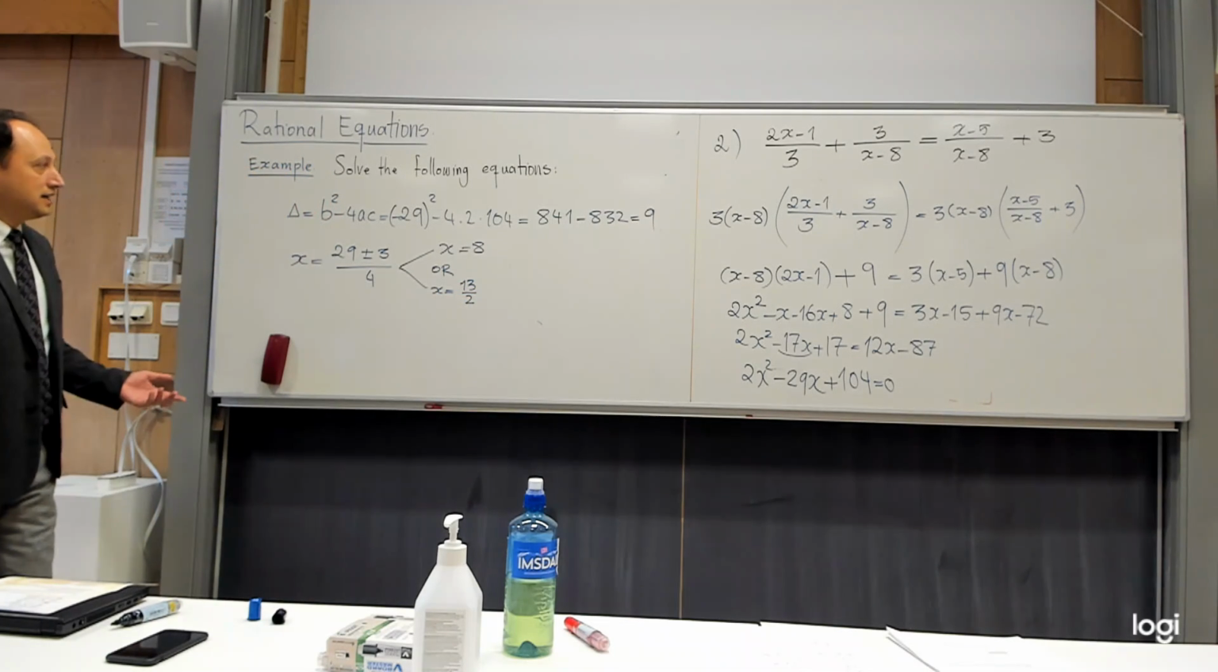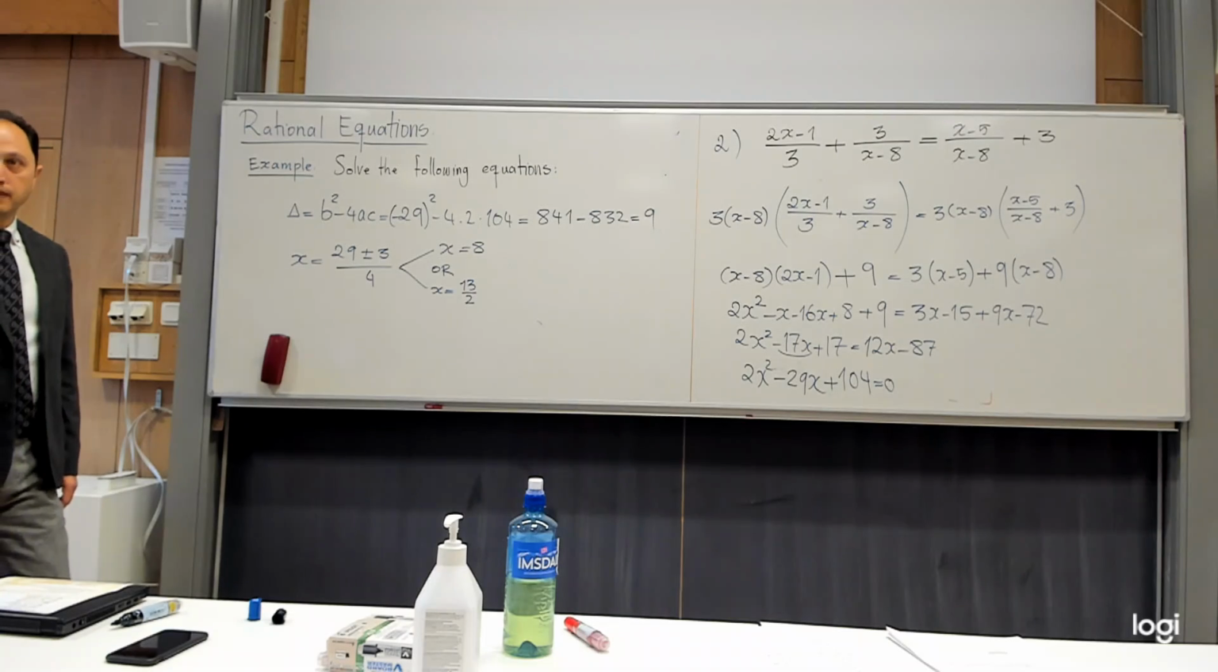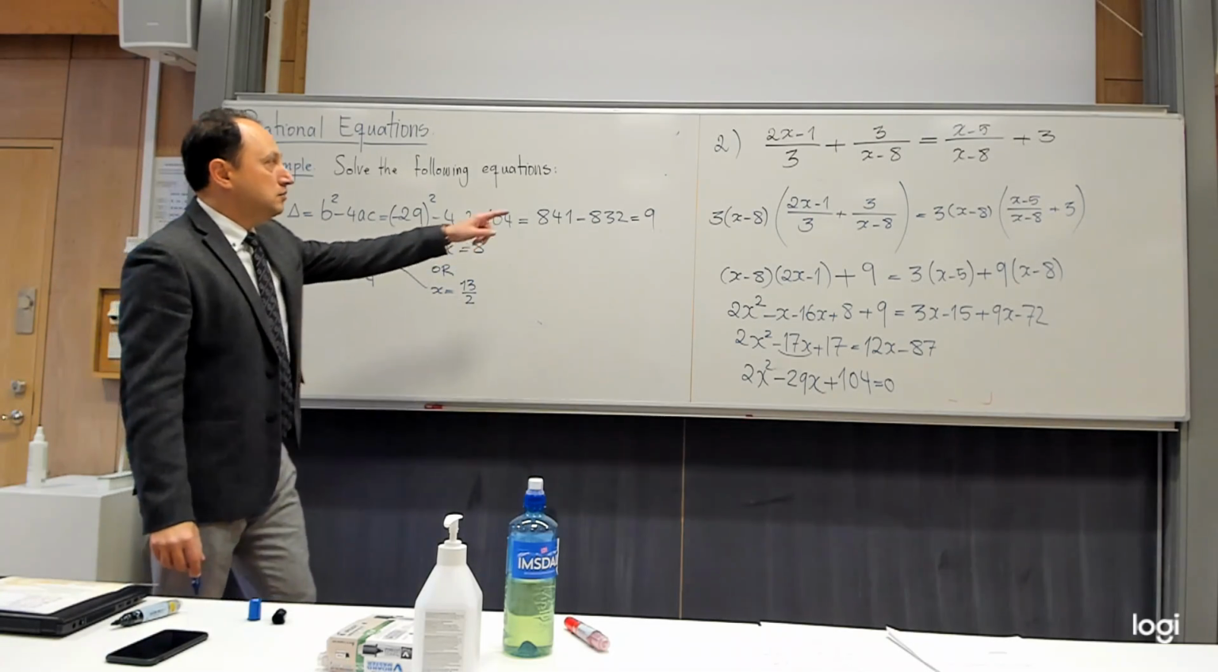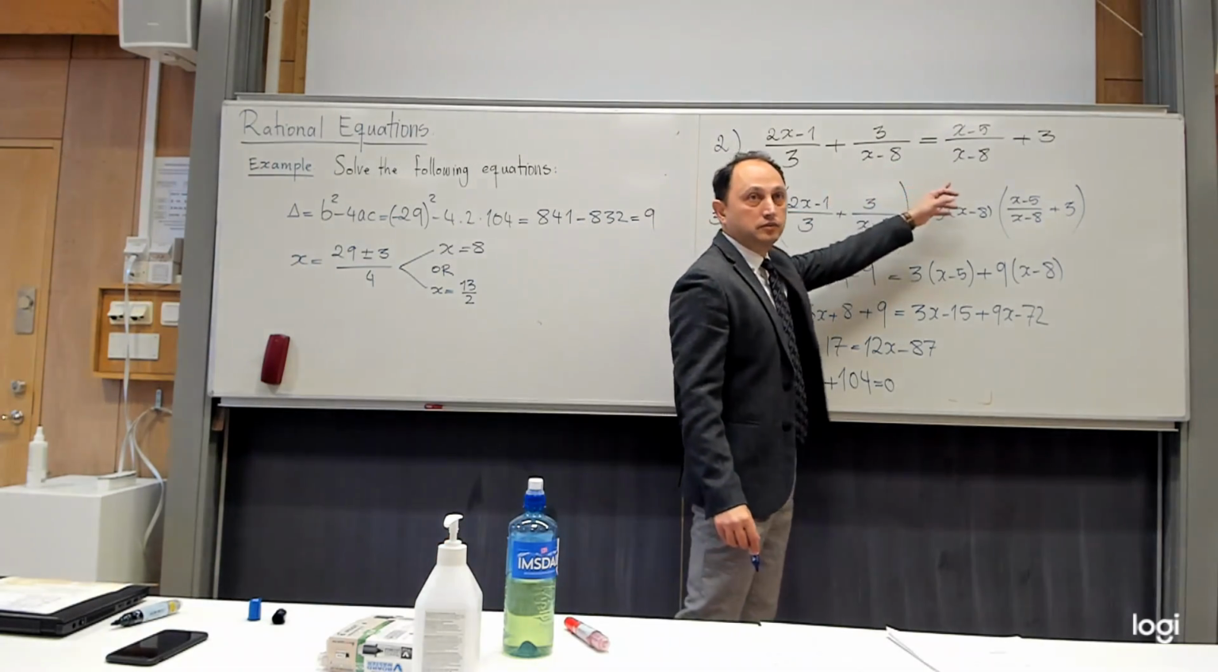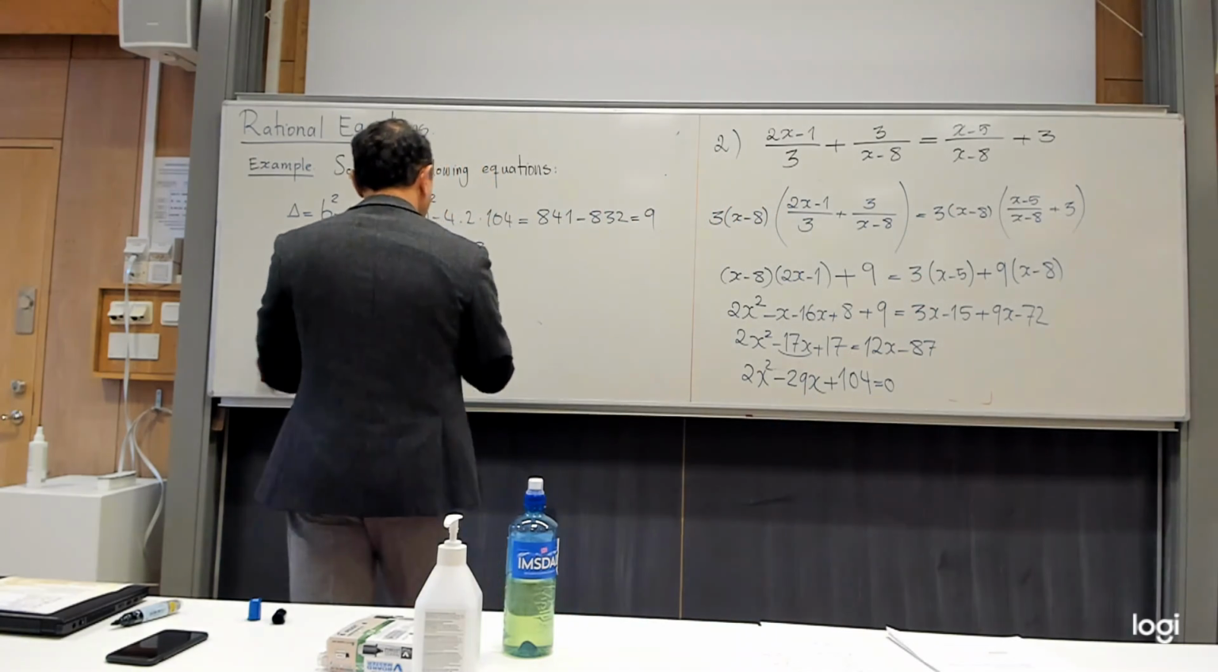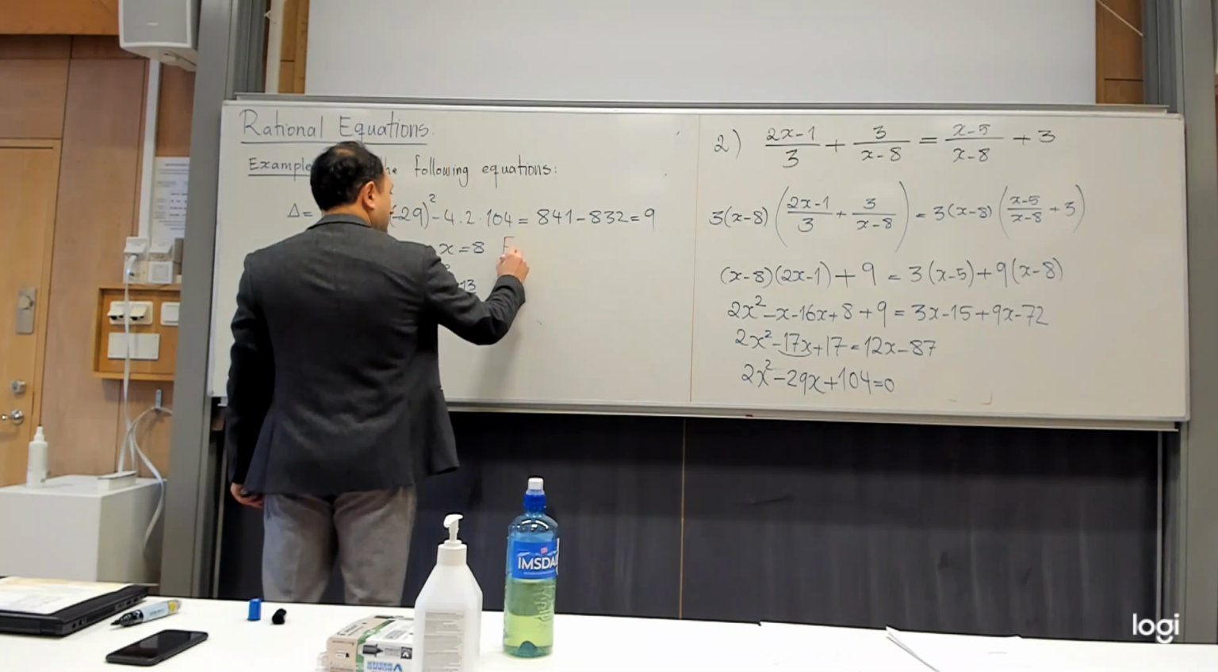And then you see that one of them is not acceptable. Because x equals to 8 makes the denominator here equals to 0. So this is a false root. It's very important to remember. It's a false root.